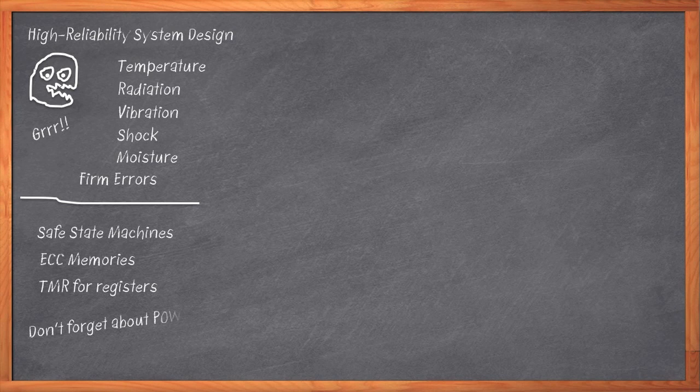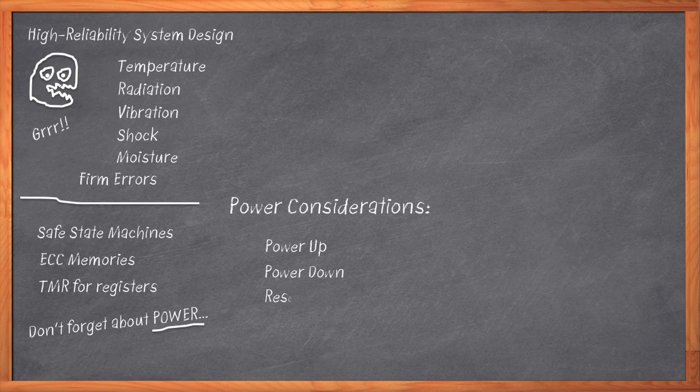One of the most basic and often overlooked aspects of high-reliability system design is getting reliable power to all of our components. We need the right kind of power at the right places, at the right times, and in the right order. We need to handle power up, power down, and reset cases, among others. It can be really complicated.